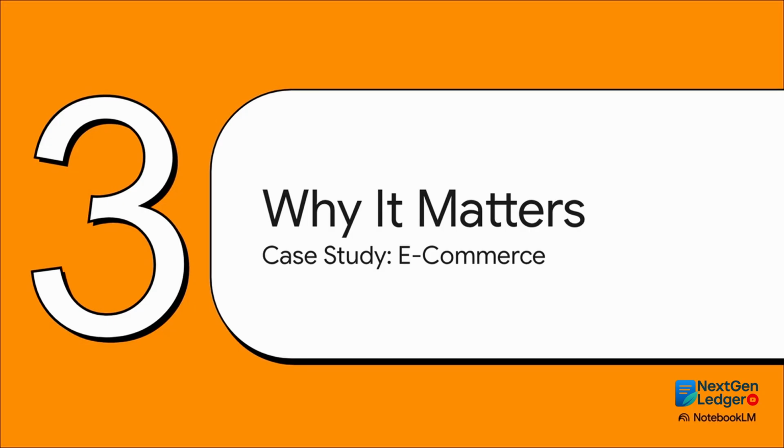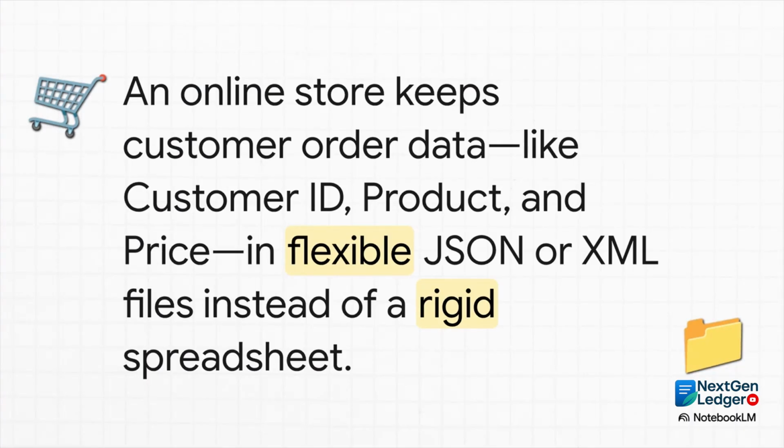Okay, I know this might feel a little bit technical, but it has huge, real-world consequences. So let's step away from the code for a minute and look at a perfect real-world example: how an online store uses this powerful data every single day. Just think about it for a second. Every single time you buy something online, all of that data, your name, the product, the price, it all has to be stored somewhere. And there's a really, really good chance it's being saved in a flexible, semi-structured file like JSON or XML, not some massive, clunky spreadsheet.